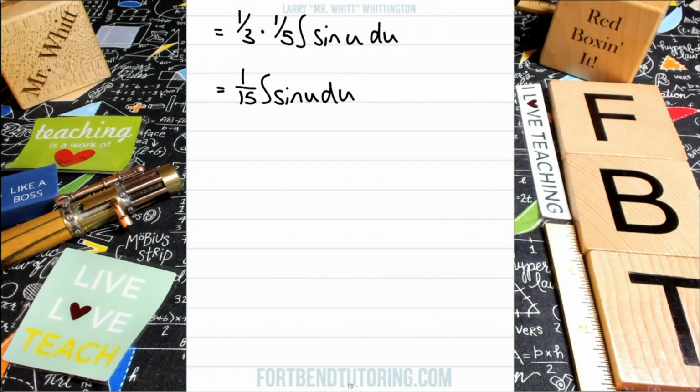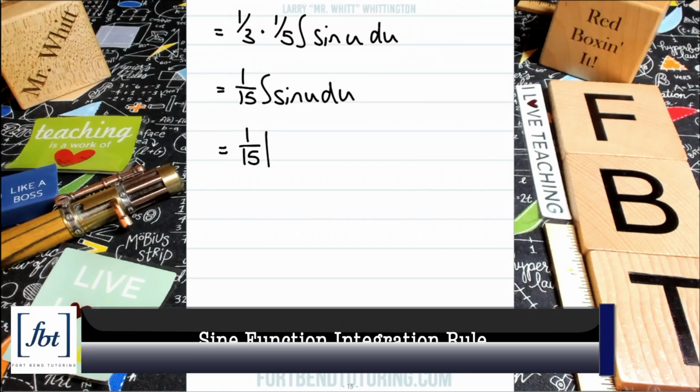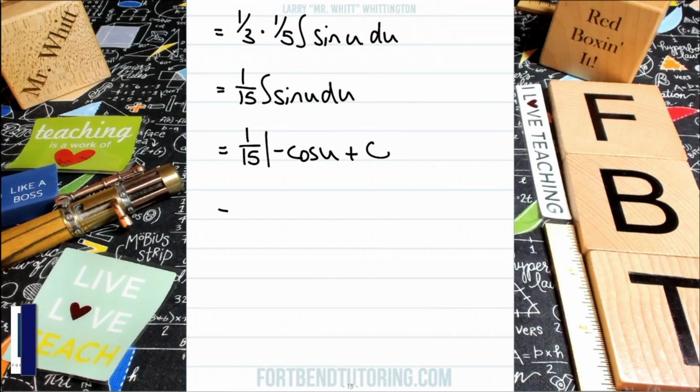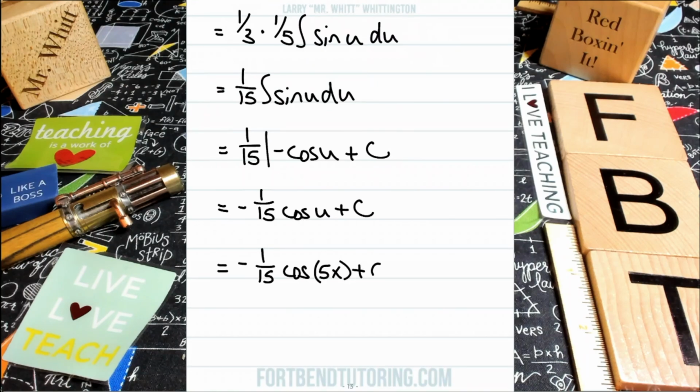This is where I'm going to integrate. And when you integrate sine of u, it becomes negative cosine of u plus c. We're going to go ahead and simplify this further. You'll have negative 1/15 cosine of u plus c. It's now that we can do our back substitution, and you'll have negative 1/15 cosine of 5x plus c as your result. Or, if you wish, you could have also written this as negative 1/15 cosine of (5x) plus c.